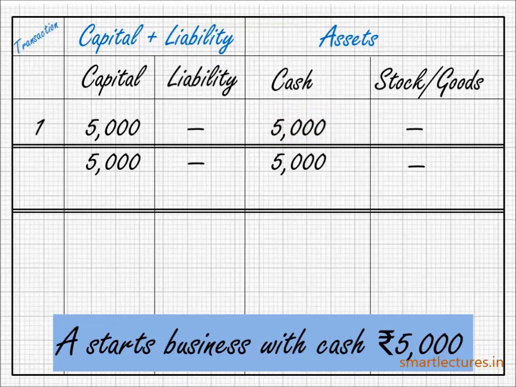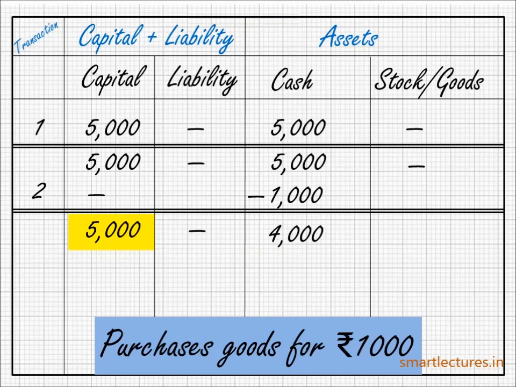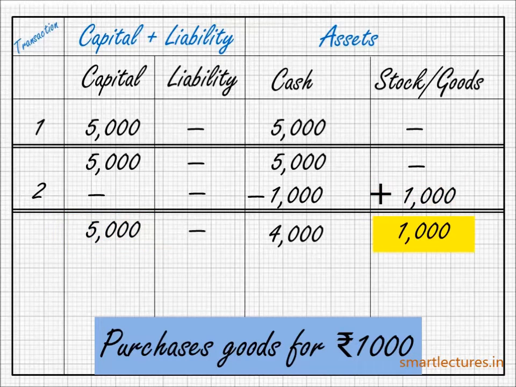So capital will be rupees 5,000 and cash will be rupees 5,000. Purchases rupees 1,000. Cash will be reduced by 1,000 and the new cash will be 4,000, and the capital will remain as it is, rupees 5,000. And the new item will be stock rupees 1,000.